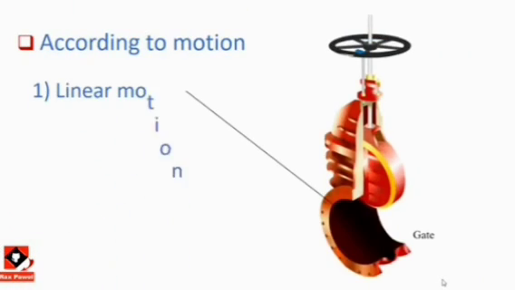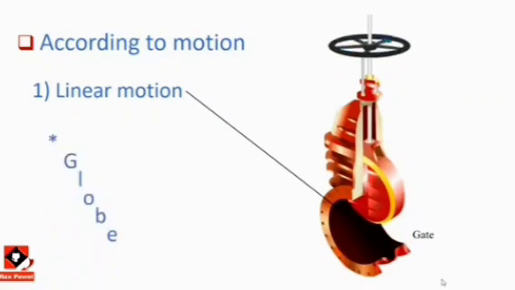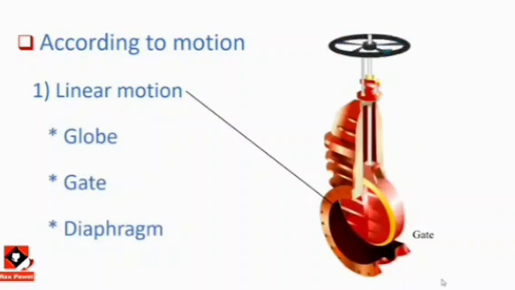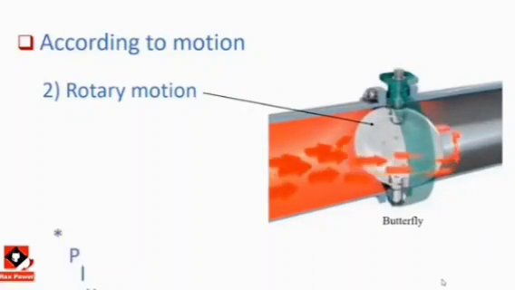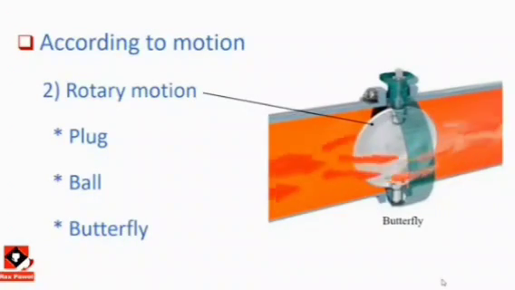The second way is according to motion. First we have linear motion, as you see. Under linear type we have globe, gate, and diaphragm. The second one is rotary motion, as you see. Under rotary type we have plug, ball, and butterfly.